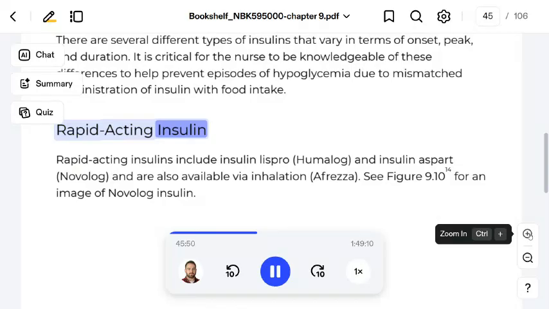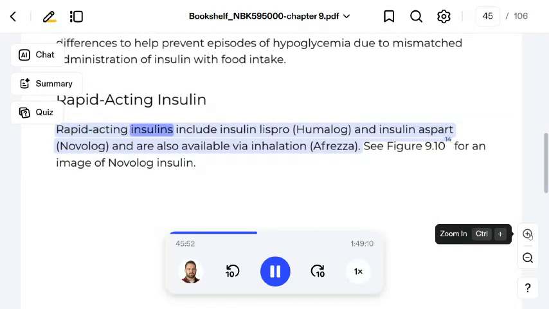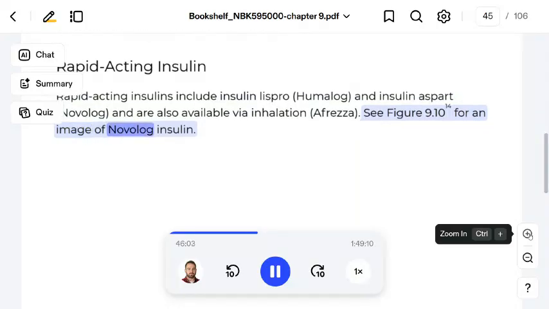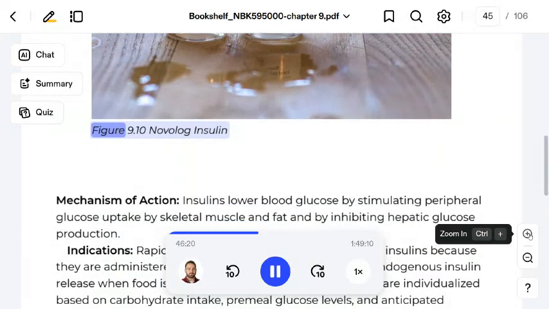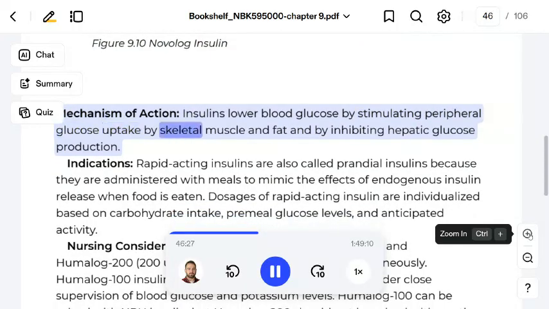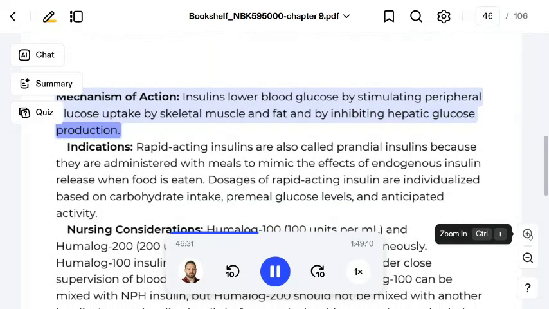Rapid-acting insulin. Rapid-acting insulins include insulin lispro and insulin aspart, and are also available via inhalation. See Figure 9.10 for an image of Novolog insulin. Figure 9.10 Novolog insulin. Mechanism of action: insulins lower blood glucose by stimulating peripheral glucose uptake by skeletal muscle and fat, and by inhibiting hepatic glucose production.